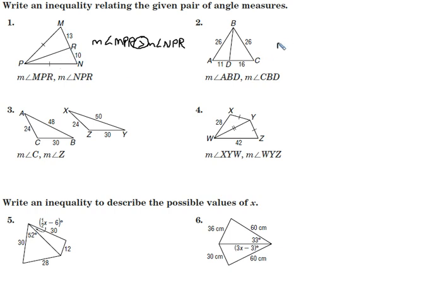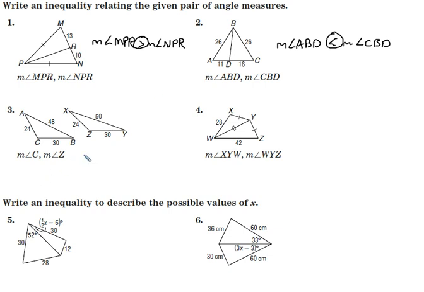Okay, on number 2, we're comparing the measure of angle ABD with that of the measure of angle CBD. Alright, the measure of angle ABD is opposite 11. CBD is opposite 16. CBD is bigger. So the measure of angle ABD is less than the measure of angle CBD.